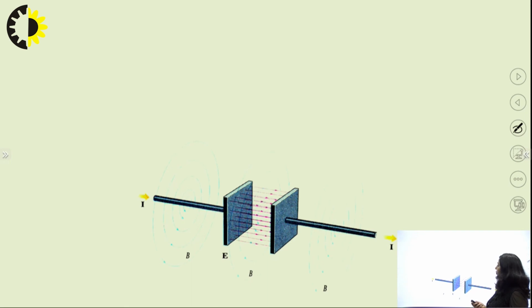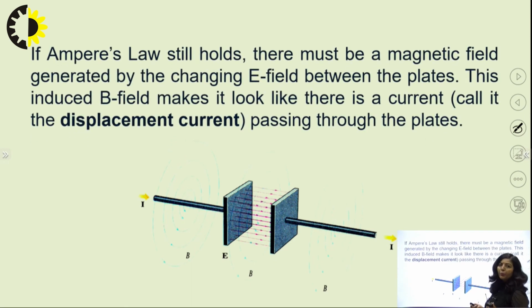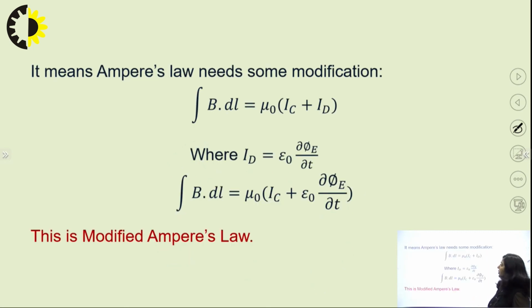Okay, so I hope all these points are clear to you. This is the connecting wire where you have actual flow of charge and conduction current, and here you have time varying electric field which is giving us a magnetic field. So you have displacement current here and conduction current in the connecting wires, and this is your modified Ampere's law.